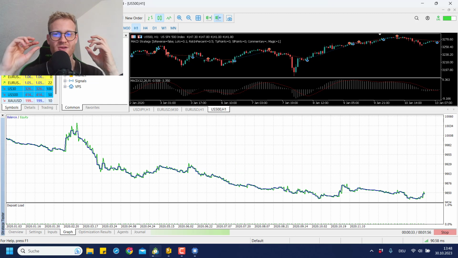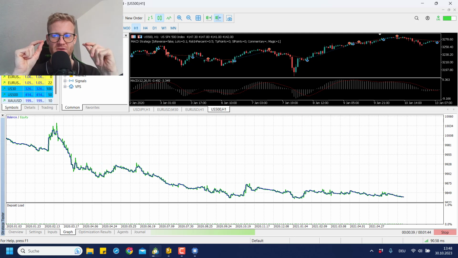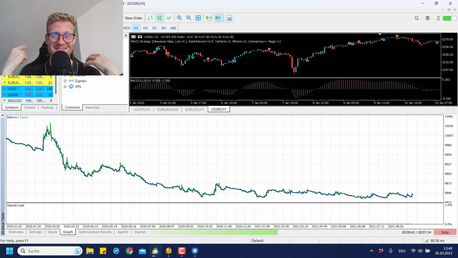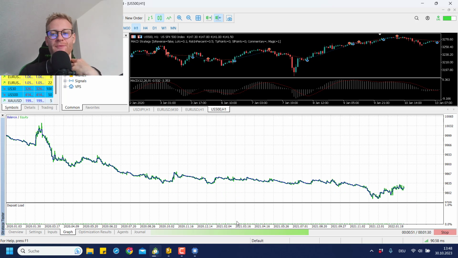And less trades also means less commission, less impact of the swap, and less impact of slippage and stuff. So switching to a higher time frame can actually make the test a lot better. But obviously not in this case.